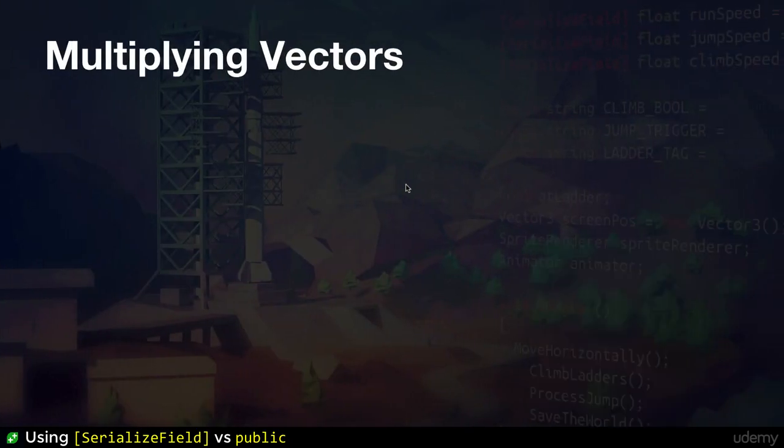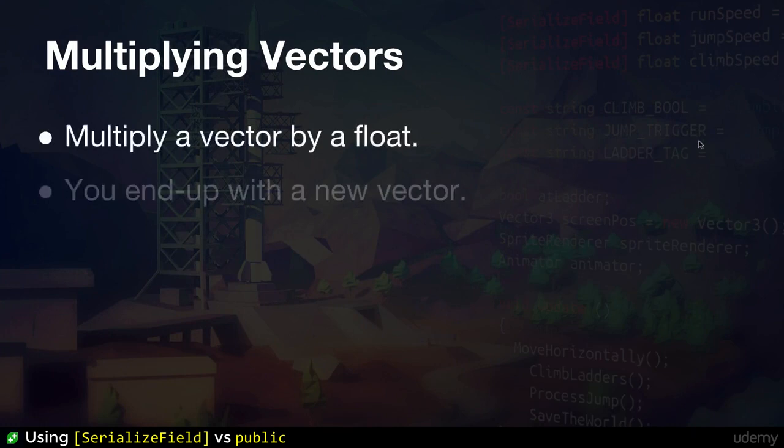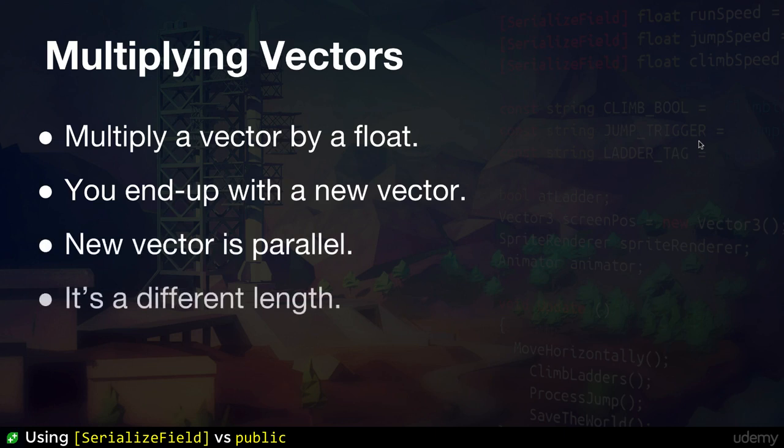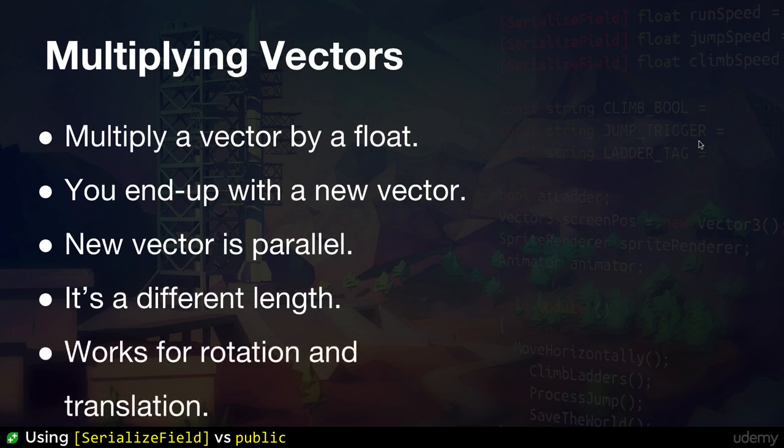So let's just talk a little bit about multiplying vectors. If you multiply a vector by a float, then you end up with a new vector. That new vector is parallel to the original vector, and it's along the same line as the original vector, but it's a different length. And it works for rotation and translation. So let's take a look. For example, Vector3.up has a length of 1, and it just turns out that we've tweaked our mass and our rotation happened to be such that it's kind of acceptable, having a vector length 1 for the thrust and a vector length 1 for the rotation, but we want more. And to get more, we multiply that Vector3.up by 2, for example, and it just gets twice as long.